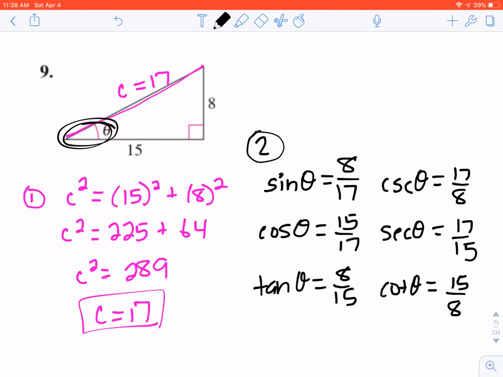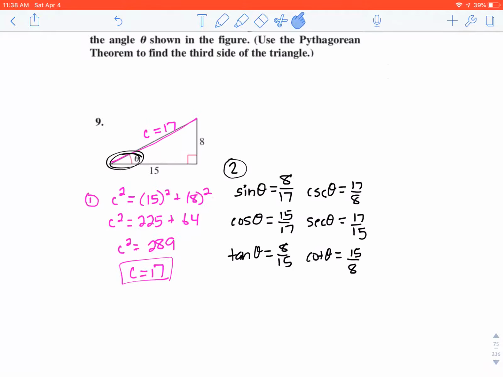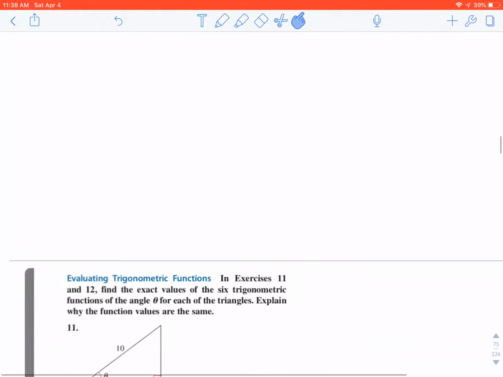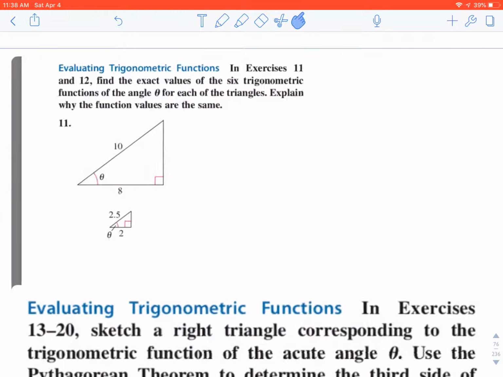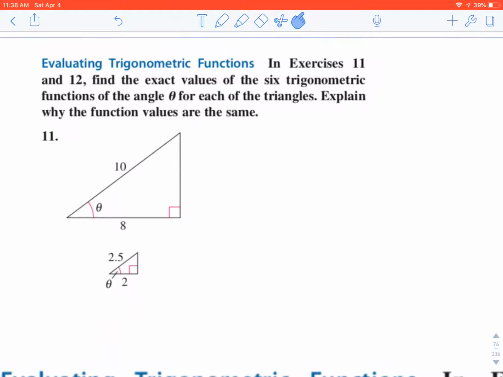Okay, our next one is 11. Okay, so number 11 says find the exact values of the 6 trig functions of angle theta for each triangle. Explain why the function values are the same.